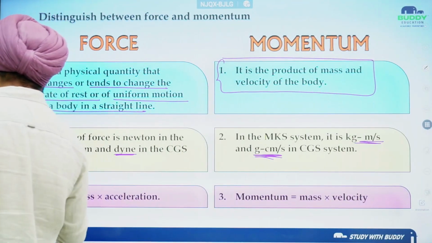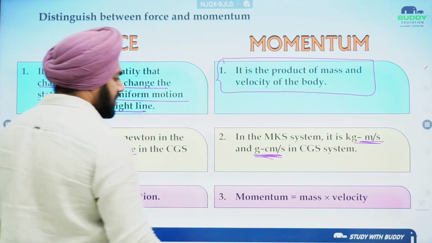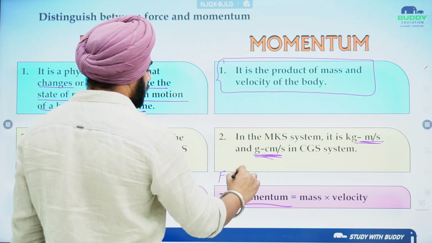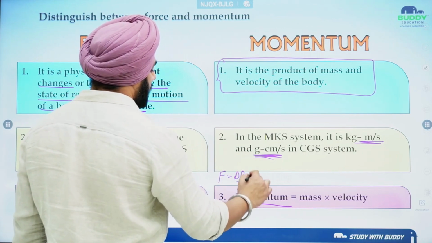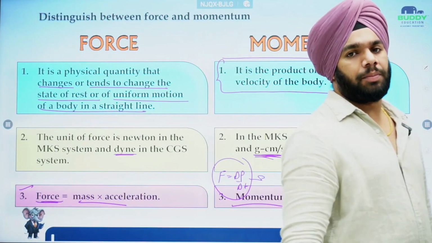This is the formula for both of them. Force is equal to mass into acceleration and momentum is mass into velocity. Also we have the relation F is equal to delta P by delta T. This is the most important thing that we need to learn to solve all types of numericals.